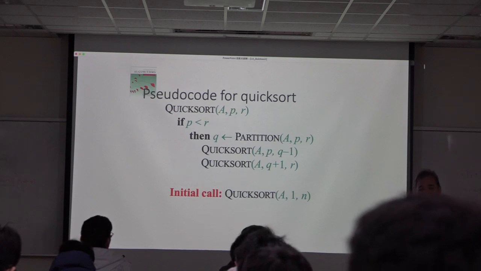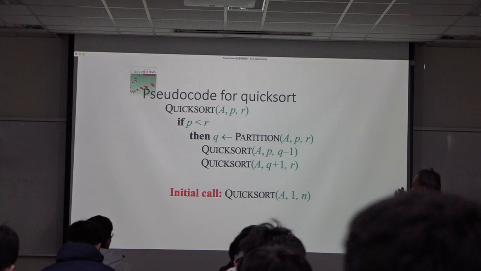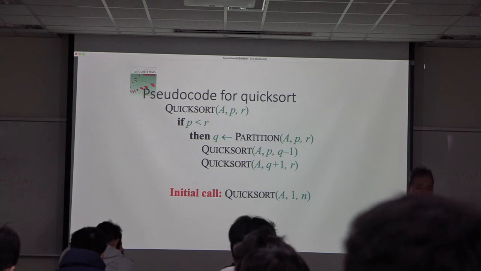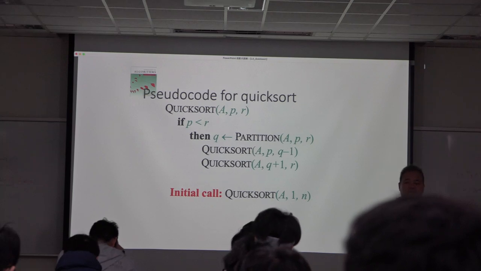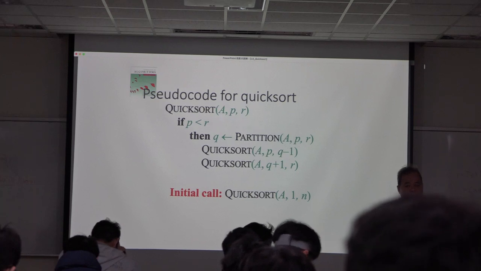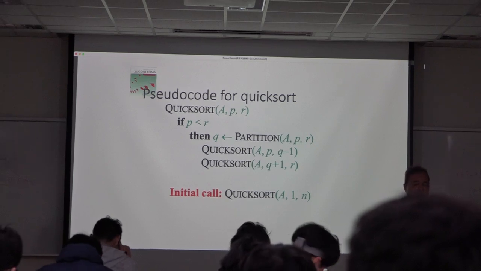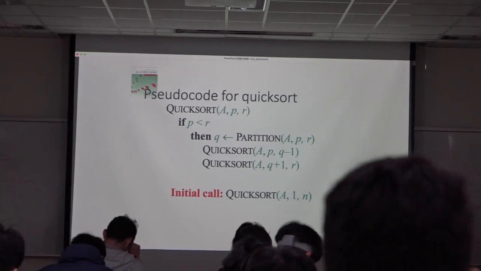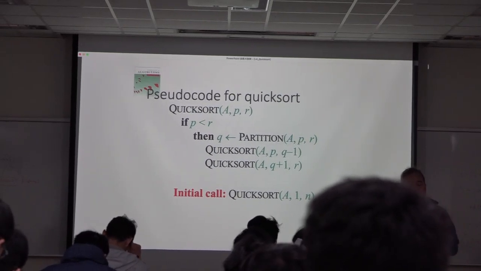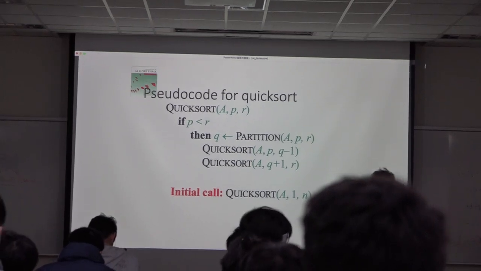I think I will stop here today. Next week we are going to discuss the complexity of quicksort. As I said, I'm going to try to tell you another version of quicksort, and we are also going to dive into the randomized version of quicksort, and how the randomized algorithm helps to reduce its complexity. Okay, that's it for today.